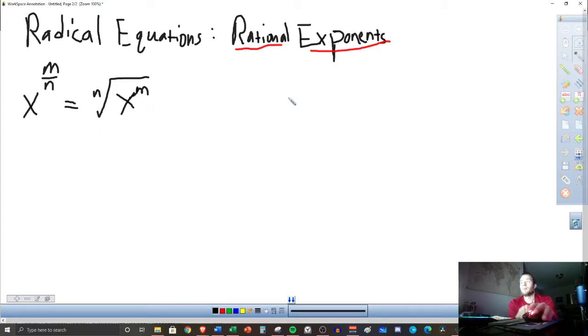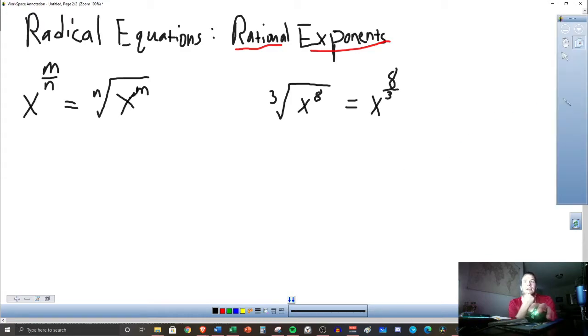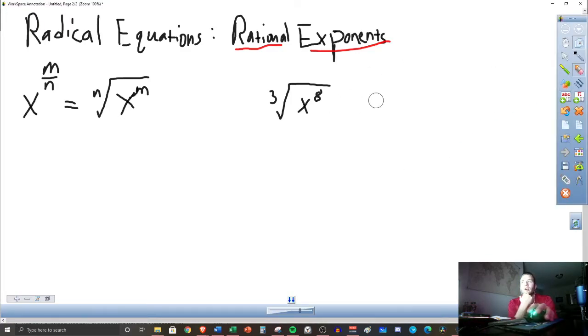So an example would have been, let's do the cube root of x to the 8th is equal to, and you had to do this last year, it was like multiple choice probably. You had to pick the one that converted, so it was x to the 8 over 3, right? That's how you had to do that. That's not what we're learning, but it's going to help us to remember that and understand it.